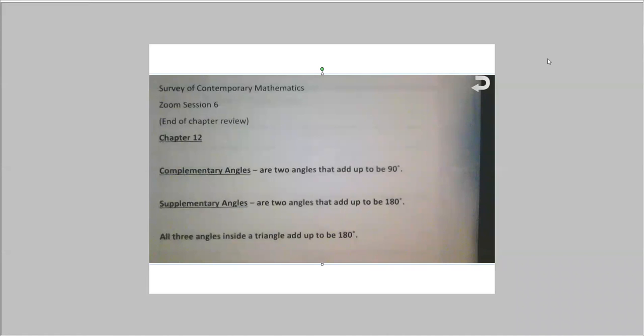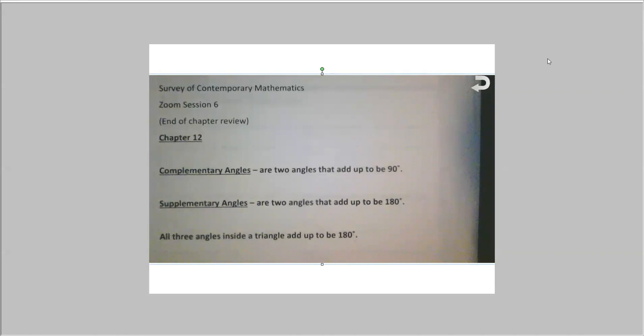All right, good evening and welcome to our final Zoom session for Survey of Contemporary Mathematics. This week we're going to be focusing on Chapter 12, which involves geometry. This will be a good week to review lots of geometry formulas, and we'll try to go over some that will be important to us as we tackle the apply this week.